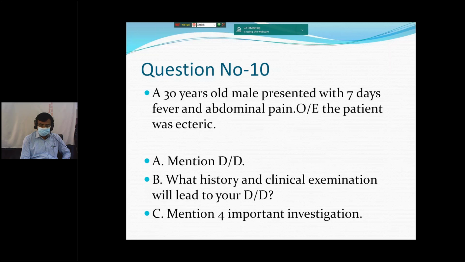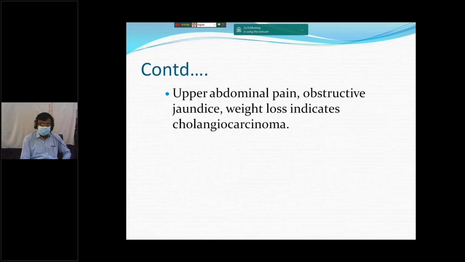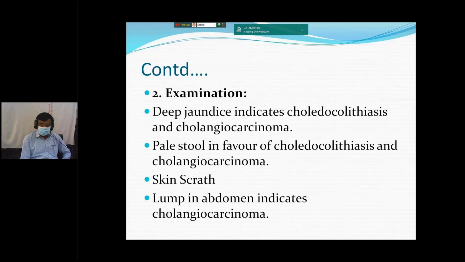What history and clinical examination will lead to your differential diagnosis? Fever, jaundice, and upper abdominal pain suggest cholangitis. Pain in right hypochondrium radiating to right shoulder is in favor of cholelithiasis. Upper abdominal pain, fever, pruritus, dark urine indicate cholelithiasis. And upper abdominal pain, obstructive jaundice, weight loss indicate cholangiocarcinoma. Now on examination, deep jaundice indicates cholelithiasis and cholangiocarcinoma. Pale stool is in favor of cholelithiasis and cholangiocarcinoma. Skin scratch marks also indicate obstructive jaundice. A lump in the right hypochondriac region or epigastric region indicates cholangiocarcinoma.